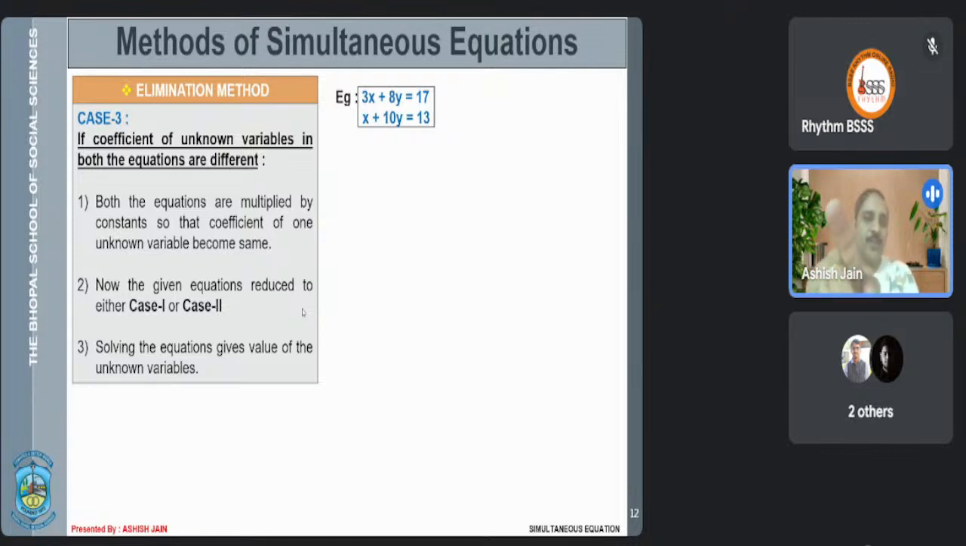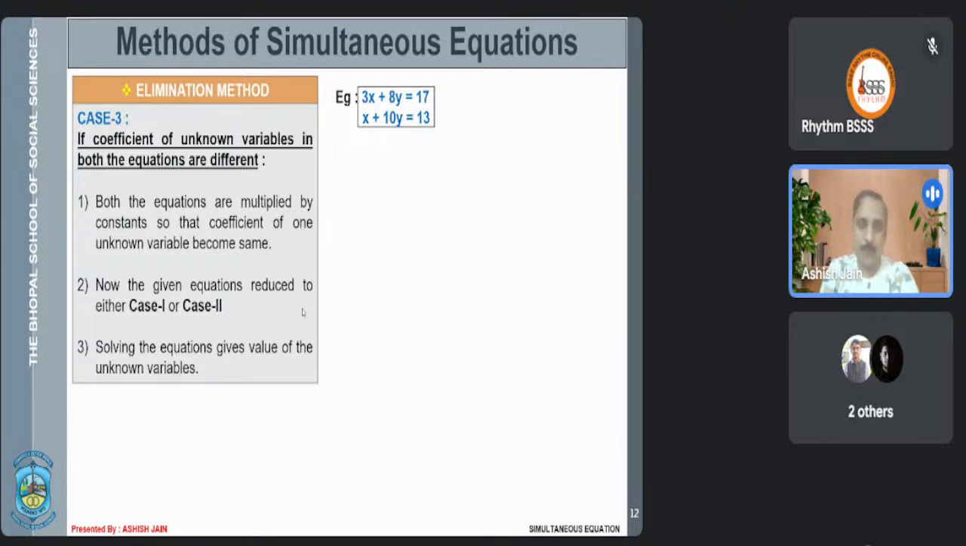Here, the coefficients of x are not matching. Even the coefficients of y are not matching. So this is case number 3 in which none of the coefficients of the unknown variables match with each other. So what we do, we will try to make coefficients of at least one unknown quantity same. अब वो हम कैसे बनाएंगे? By multiplying it with some factor.